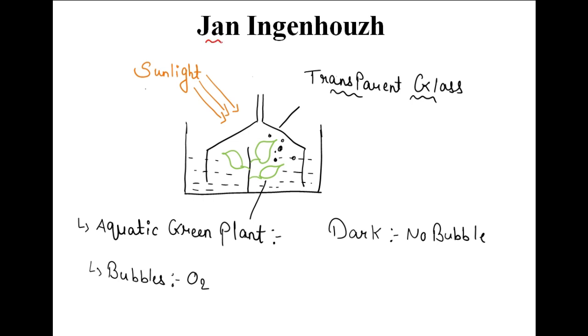What did he do? He took a green plant, an aquatic green plant, and covered it with transparent glass so that sunlight could pass through the plant. Now, what did he observe? He observed the formation of bubbles near the green part, and he named this gas oxygen.